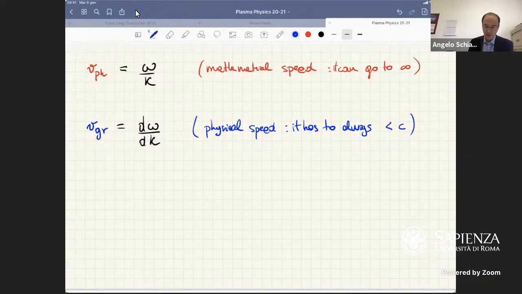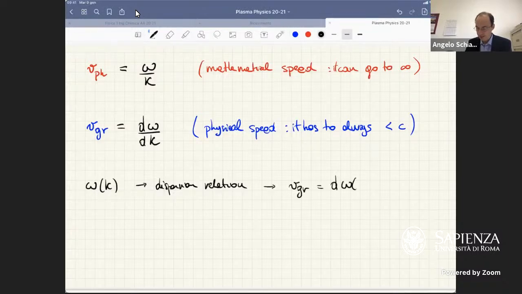As you can see here, what is d omega dk meaning now? We can link it to the definition of the dispersion relation. Remember that we have omega as a function of k. This is our dispersion relation. It's just the dispersion relation. So the group velocity is nothing else than the derivative of omega of k, the dispersion relation, with respect to k.